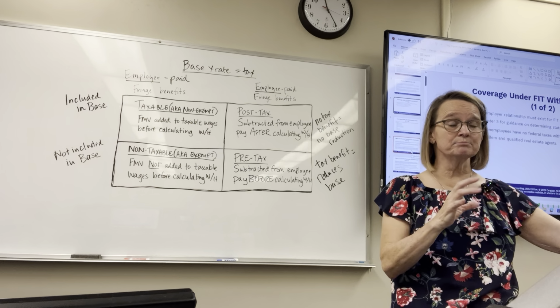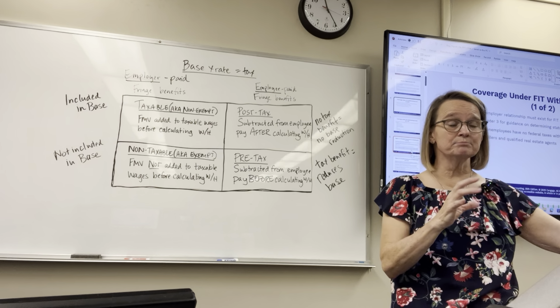So remember, our equation that we're using is our base times our rate equals our tax. And so today, all we're talking about is how do we determine what that base is? That's one of the factors that we need to know. How do we determine what's included in that before we can calculate how much income tax we have to withhold, right? So we're going to talk about all the things that are included in that and all the things that are excluded from that as well, because there are certain types of fringe benefits, if they're paid by the employee, that would reduce the base.